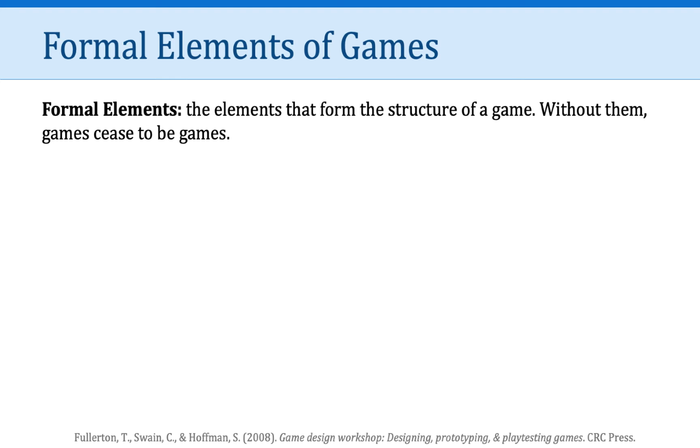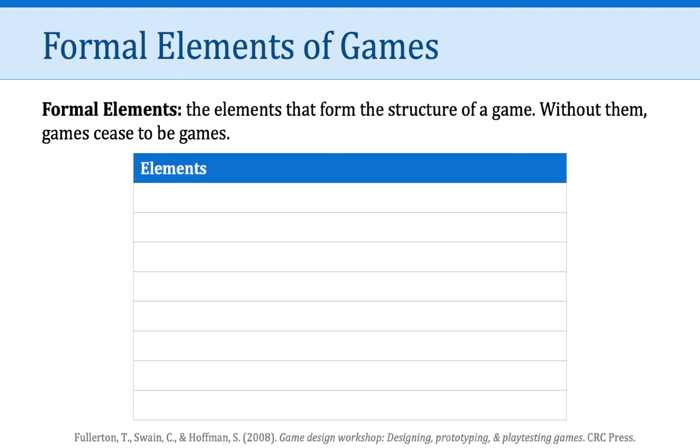And importantly, Fullerton introduces us to 8 different elements. And the first formal element of a game is there has to be players. Players, of course, are typically people, and they are voluntarily participating in the game. If it's not voluntary, then it's something else. It can't be considered a game anymore.